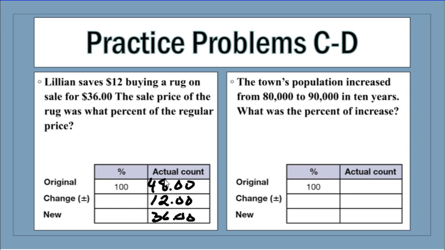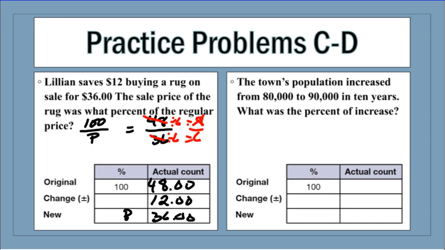So we need to know what the sale percent was. I need to find P here. So I'm going to have 100 over P is the same as 48 over 36. And then here I can simplify a little bit. I can divide 48 by 6 and I get 8. 36 divided by 6 gives me 6.